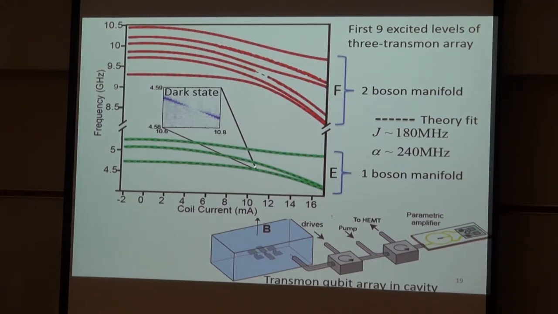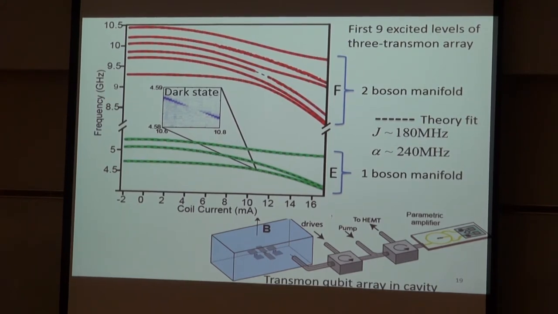So in this spaghetti of levels, there's the ground state with no excitations. There's the E manifold that has one qubit excited. I'm going to think of this as a Bose-Hubbard model. So there's one boson in the system, one quantum. And roughly speaking, there are three states. It could be here, here, here. But the actual eigenstates, of course, are superpositions of that. And then there are the F manifold, where there are two excitations spread out among the three sites. And then, of course, there are higher ones. But the simple Hamiltonian I gave you is good enough to produce a good fit to the spectrum.